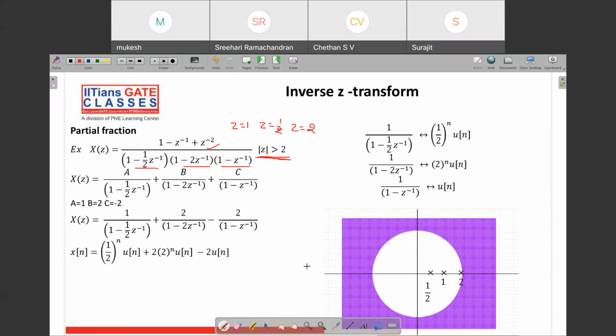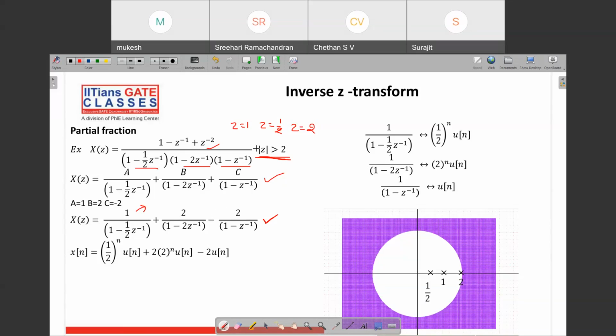Okay, so first step is to find out what is the partial fraction. So I have already calculated it. So this is the partial fraction. Now again, for each of them, we will have two possibilities. One will be the left-sided signal with left-sided ROC, sorry, inside the circle ROC, and the other possibility is right-sided signal with ROC outside the circle.